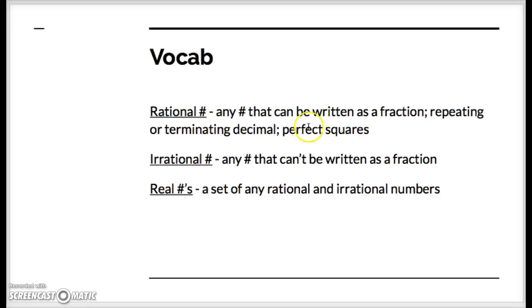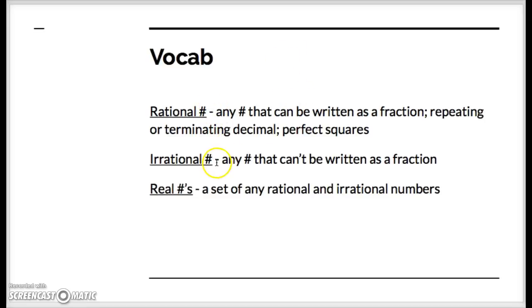And then we also throw in the entire list of perfect squares. If you think about it, the square root of 16 is 4, and you can write 4 as a fraction, 4 over 1. So all of those are called rational numbers because you can write them as a fraction.